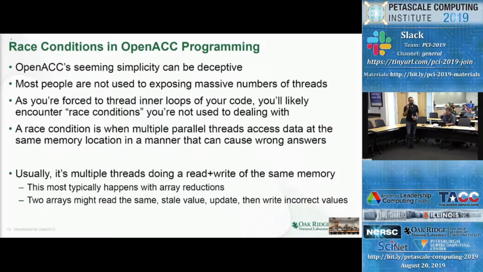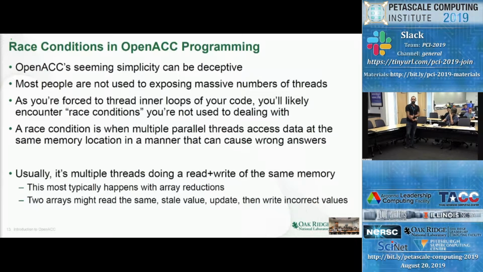One thing that I definitely want to talk about up front is the idea of race conditions. OpenACC's simplicity can be really deceptive. Most people are not used to exposing a massive amount of threads. If you're used to OpenMP threading, you're used to exposing maybe tens of threads at most, and now we're asking you to expose on the order of millions. So oftentimes when you do that, you have to expand the threading down into the innermost loops of your code. And when you do that, oftentimes there are what are called race conditions in the innermost loops.